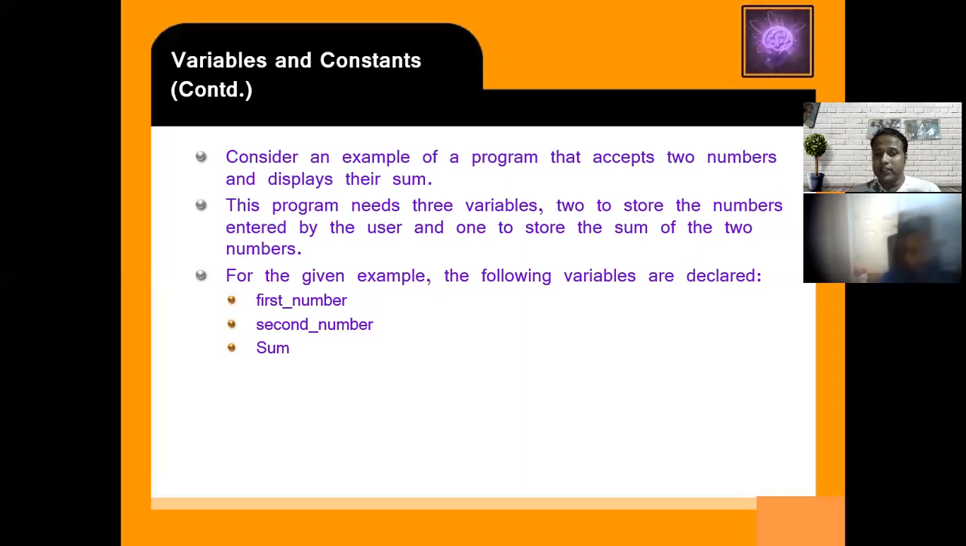In that program, the first number, second number, and sum are called variables. So the program needs three variables: two to store the numbers entered by the user, and one to store the sum of the two numbers. So here the three locations, first number, second number, sum, are called variables. Understood? Yes. Okay.